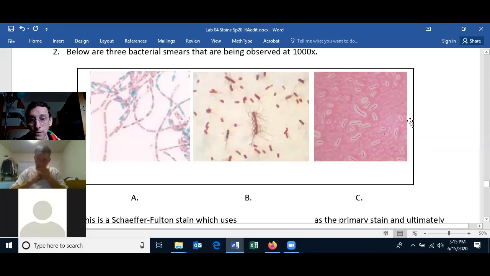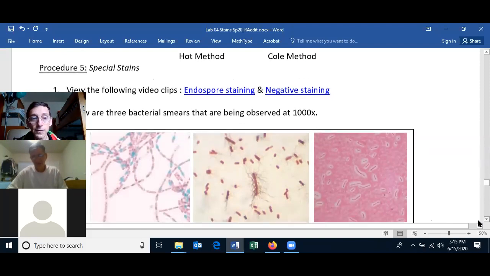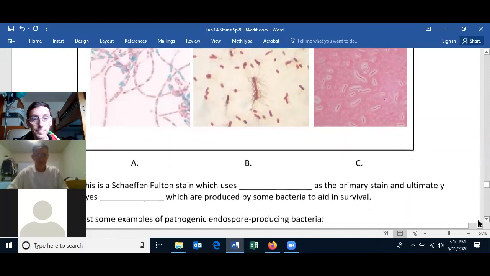And then the background isn't uniformly colored. There are, what do you call it, bubbles or defects in the background. But you can clearly see the capsule from the defect in the background. All right, any questions on the special stains?